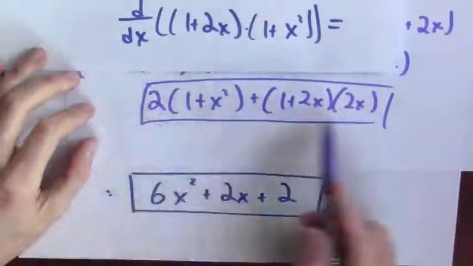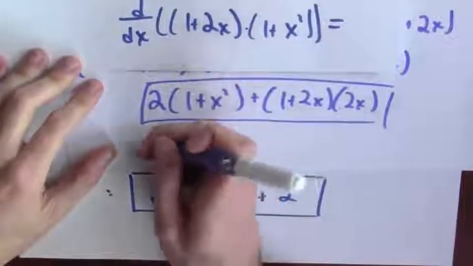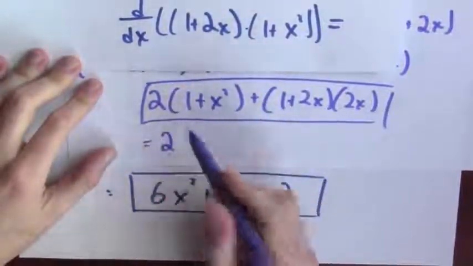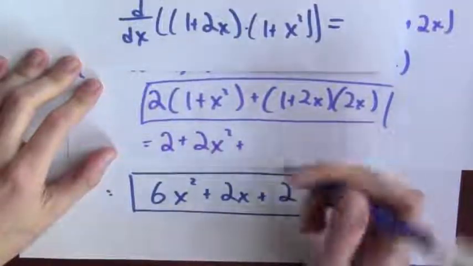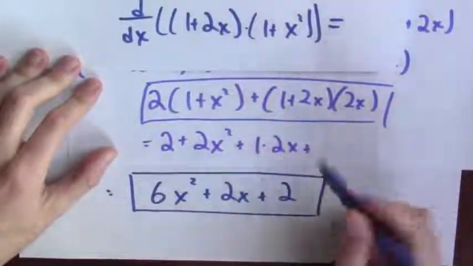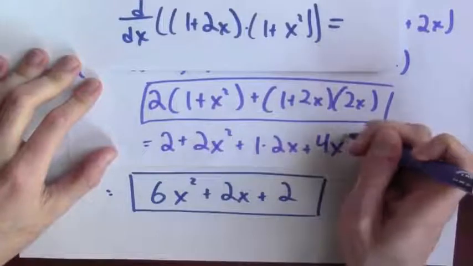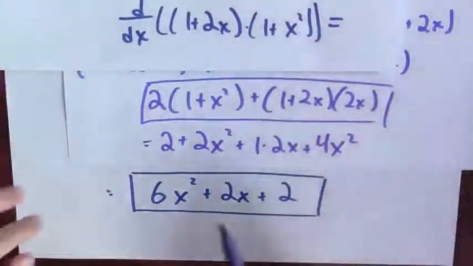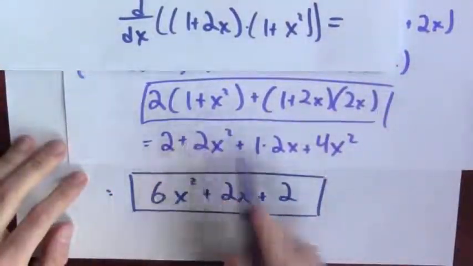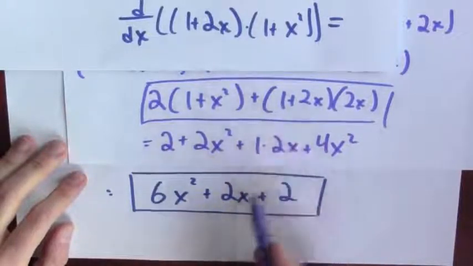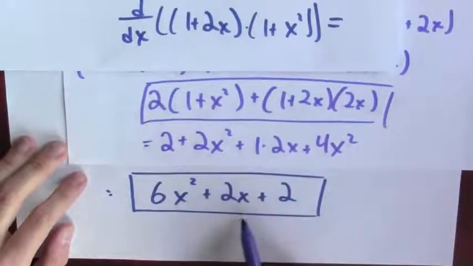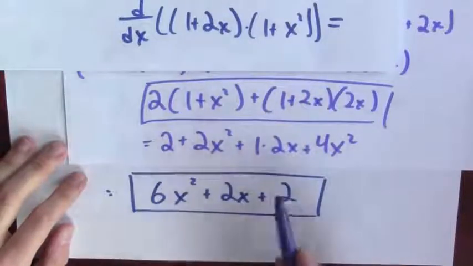Let's see how. I can expand out this first answer. This is 2 times 1 plus 2x squared plus 1 times 2x plus 2x times 2x is 4x squared. Now look, 2x squared plus 4x squared gives me 6x squared, and 1 times 2x gives me this 2x here. These are in fact the same. Should we really be surprised by this?